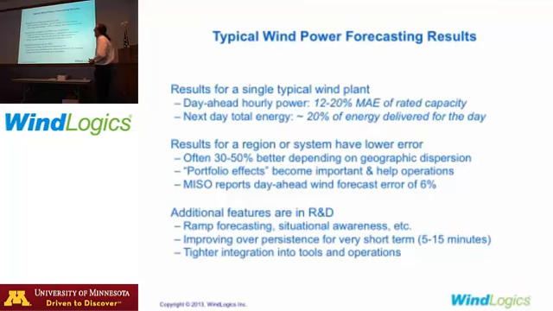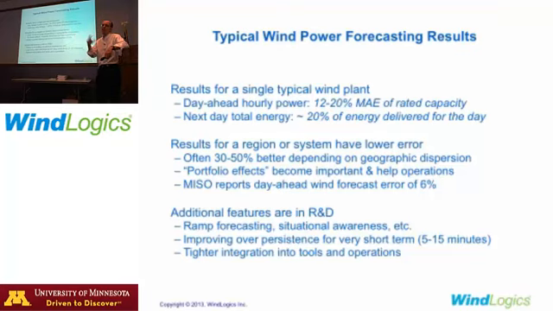In terms of how well these numerical weather models will do for a day ahead, making a forecast right now for tomorrow afternoon, I think the industry state of the art right now is probably in the 12 to 15% mean absolute error as a percentage of the nameplate of the wind plant, for an individual wind plant. What that means is that if it's a 100 megawatt wind plant, the average error of the forecast for tomorrow afternoon at 1 o'clock would probably be about plus or minus 12 megawatts in power output.